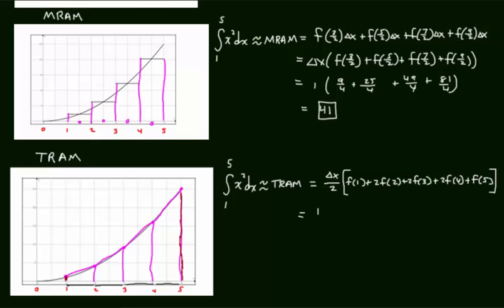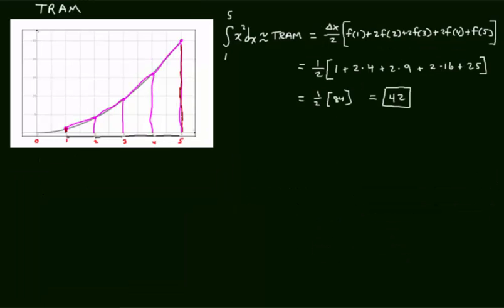Change in x is 1, over the 2, and now we have each of the f values. 1 plus 2 times 4 plus 2 times 9 plus 2 times 16 plus 25. Let's do the arithmetic. That's going to be 1/2 times 84. So that comes out to be 42 units.